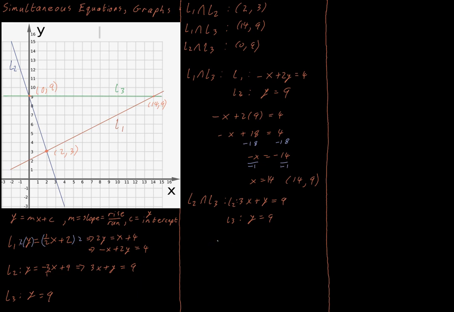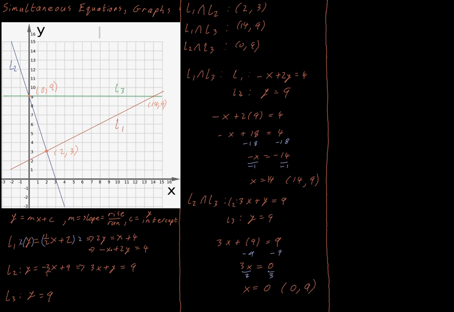Let's solve this. So we sub in and we have 3x plus 9 is equal to 9. Subtract 9 from both sides to get the x stuff by itself. We have 3x is equal to 0. At this point we can say, well, x has to be 0, but we could also divide by the coefficient if we wish to. And 0 divided by 3 is still 0. So we find that the intersection is at 0, 9. Exactly what we found visually.